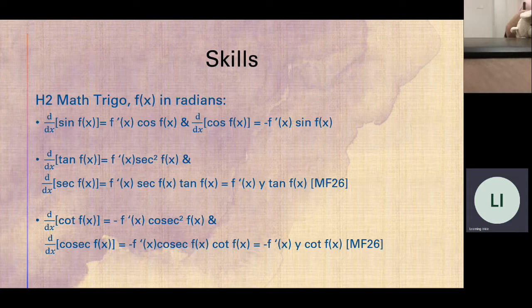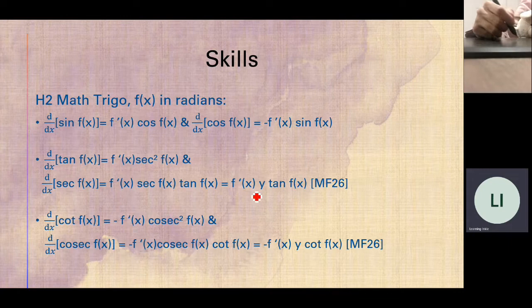So you notice that actually group 2 and group 3 share a lot of similarities, right? Tangent and cotangent, they give us the square of the partner. Cosecant gives us the partner and itself, likewise for secant, itself and tangent, all right? But of course, group 3 has the minus signs.